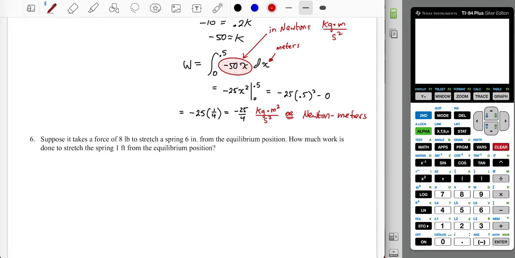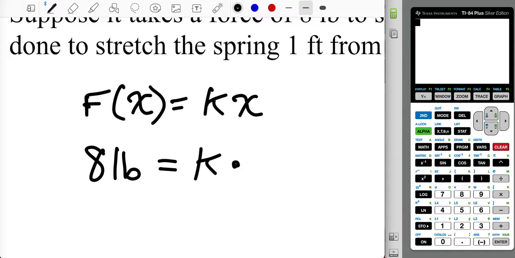All right, number 6: suppose it takes a force of 8 pounds to stretch a spring 6 inches from the equilibrium position. Same setup, so force in terms of x is going to be equal to k multiplied by x. It takes a force of 8 pounds. It didn't say which direction, but we're stretching it, so it's reasonable to assume that's going to be positive. I put the units there, but it certainly looks like I just wrote 816, so let me make that look a little nicer.